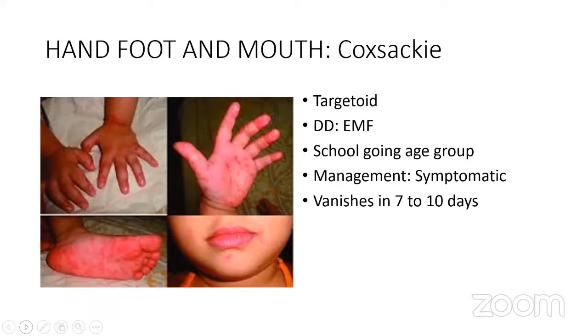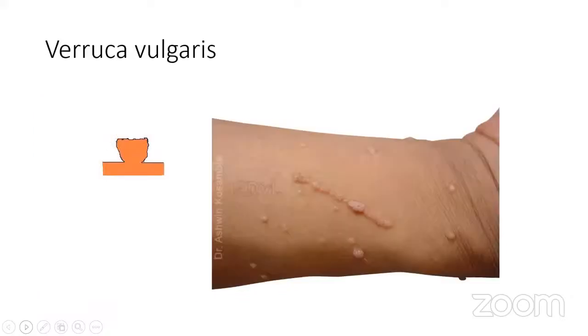Okay, this is hand, foot, and mouth disease. It's caused by Coxsackie virus, mostly seen in school-going children. The main DD for this is erythema multiforme. But hand, foot, and mouth disease management is just symptomatic. Most importantly, hydration. We isolate the child, hydrate the child and give symptomatic management, and it vanishes in 7 to 10 days. Next, coming to warts.